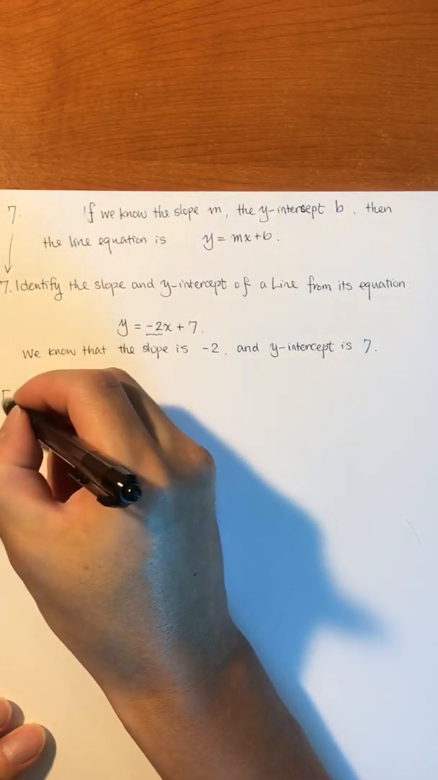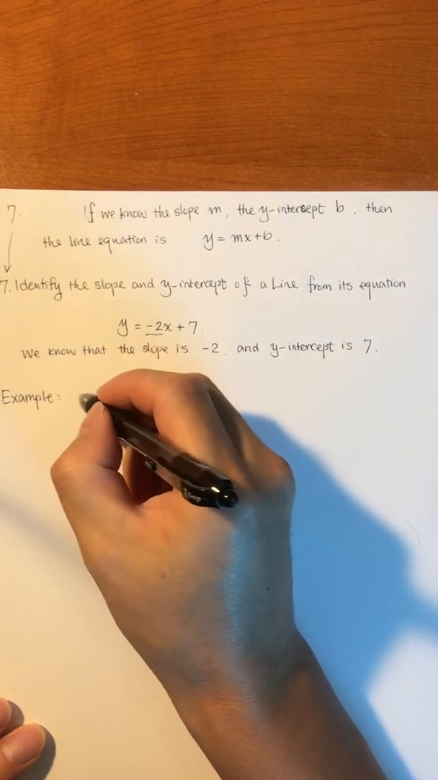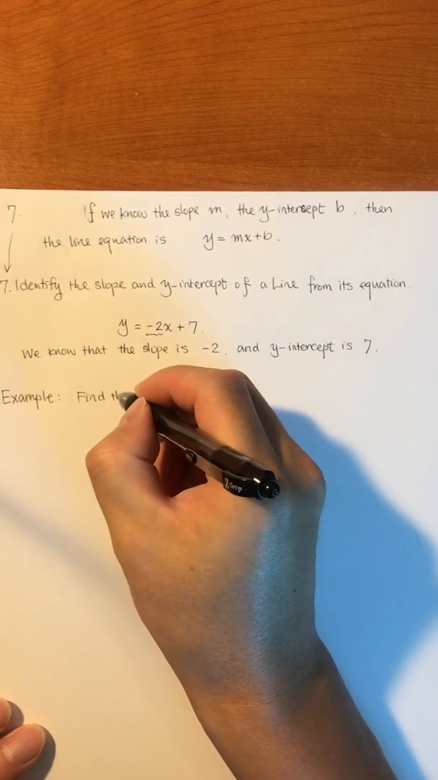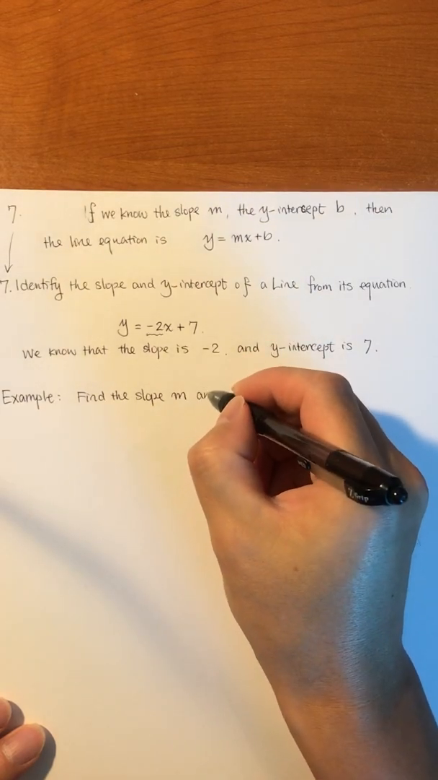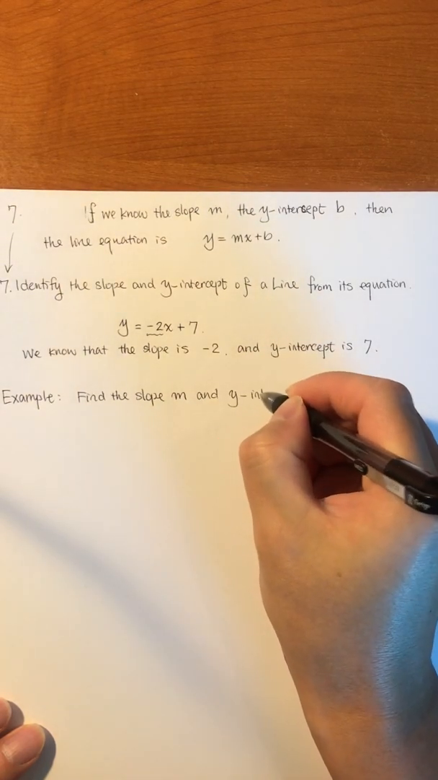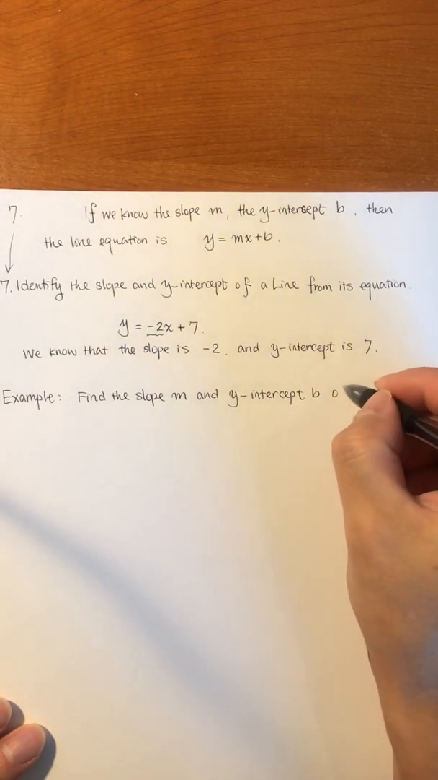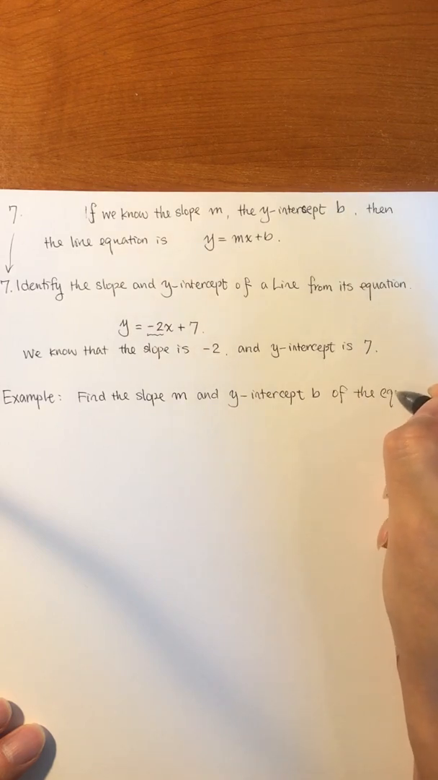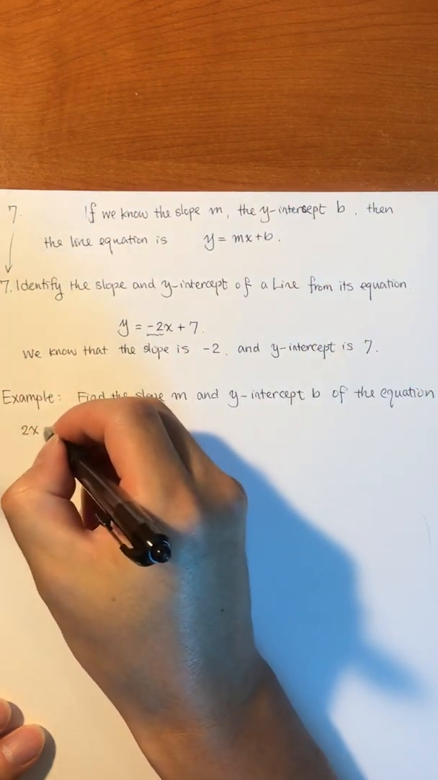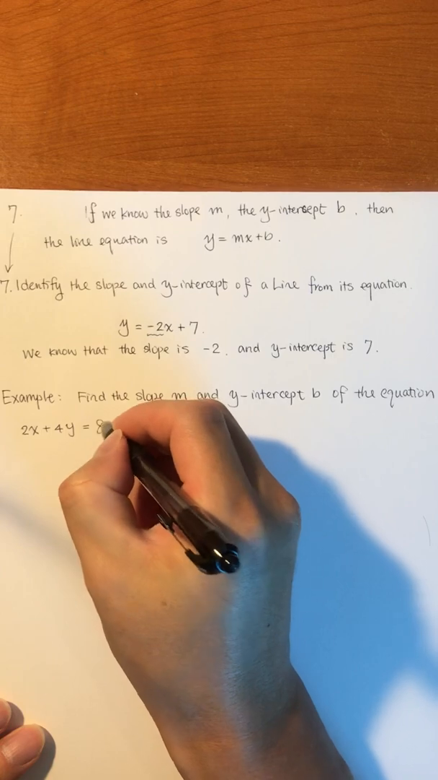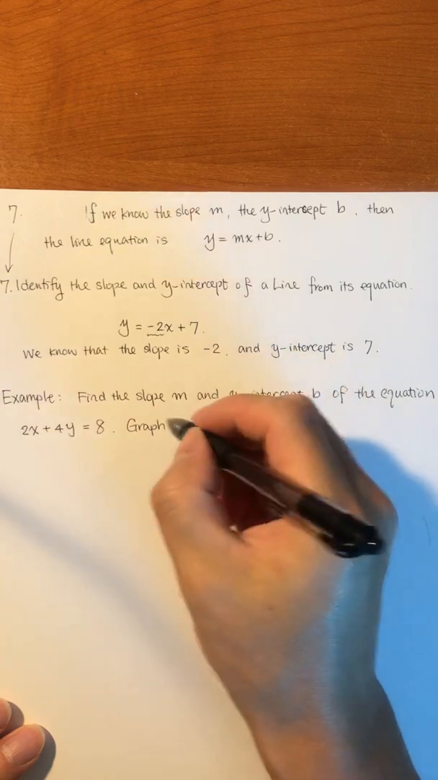Okay, for example, let's have some standard example. Find the slope m and the y-intercept b of the equation 2x plus 4y is equal to 8. Graph the equation.